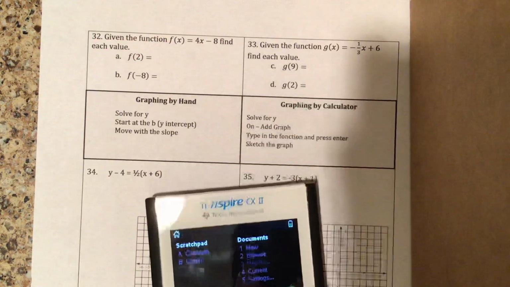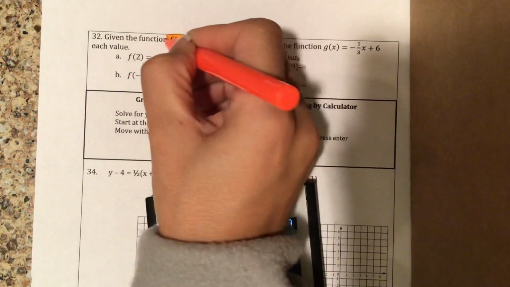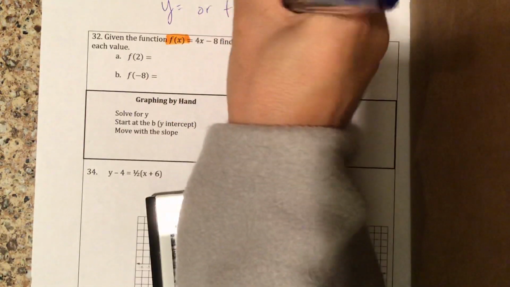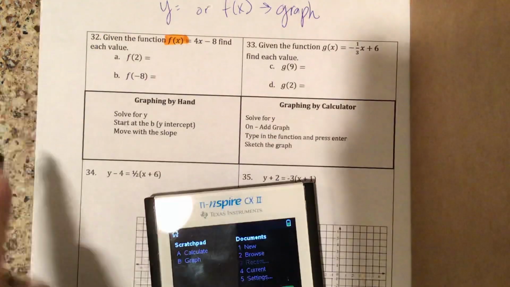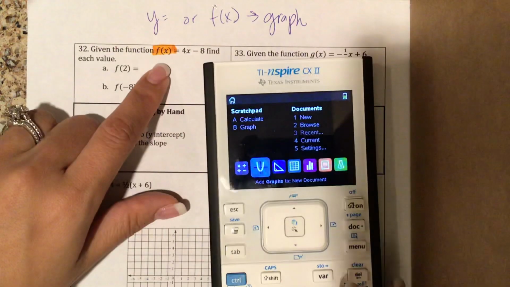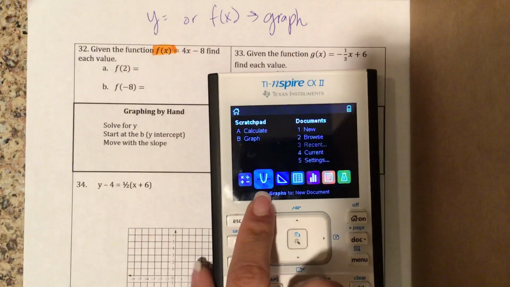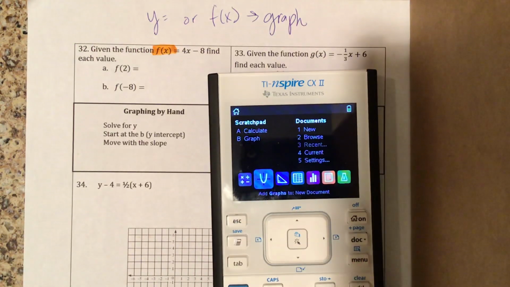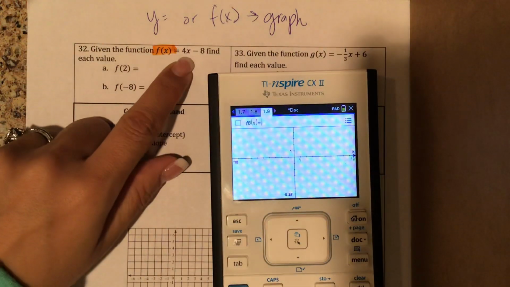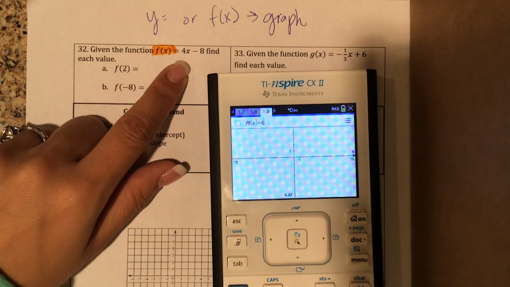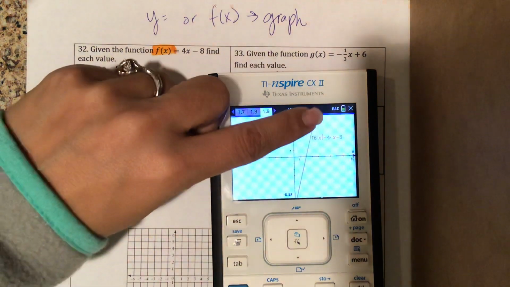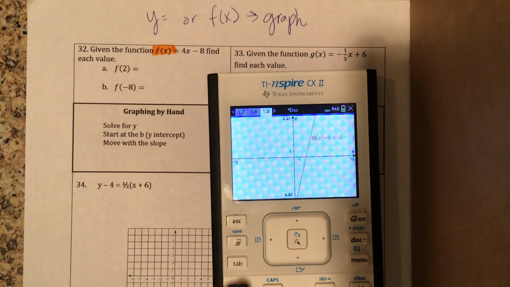So what we said on the last page is that every single time you see the phrase y equals or f of x, you can go to the graph button in the calculator. So I see an f of x, so I'm going to go to the on button, and I'm going to add a graph. Always pick the picture, not these guys here. I want the picture of the graph. Now I just type in my function. F of x is 4x minus 8. Enter. So this is what that function looks like if we press Control T.